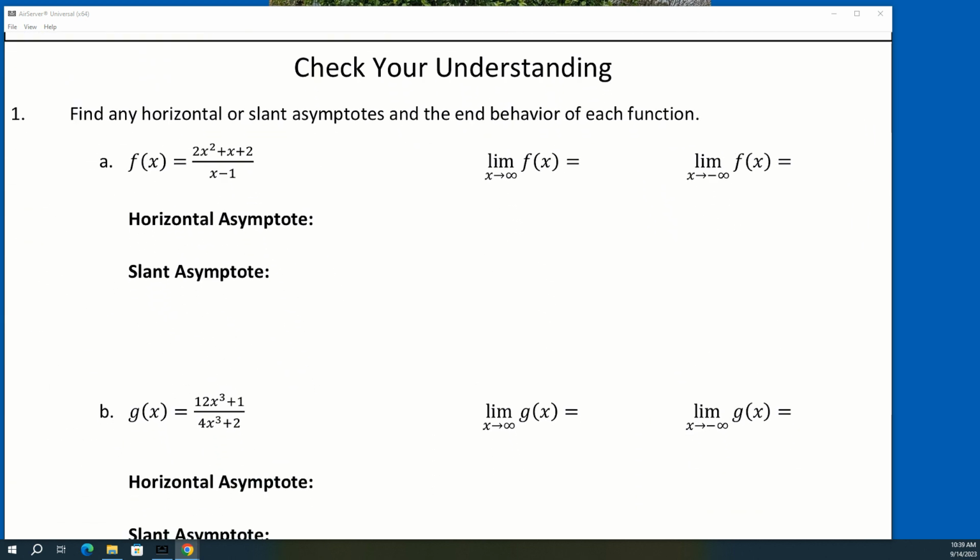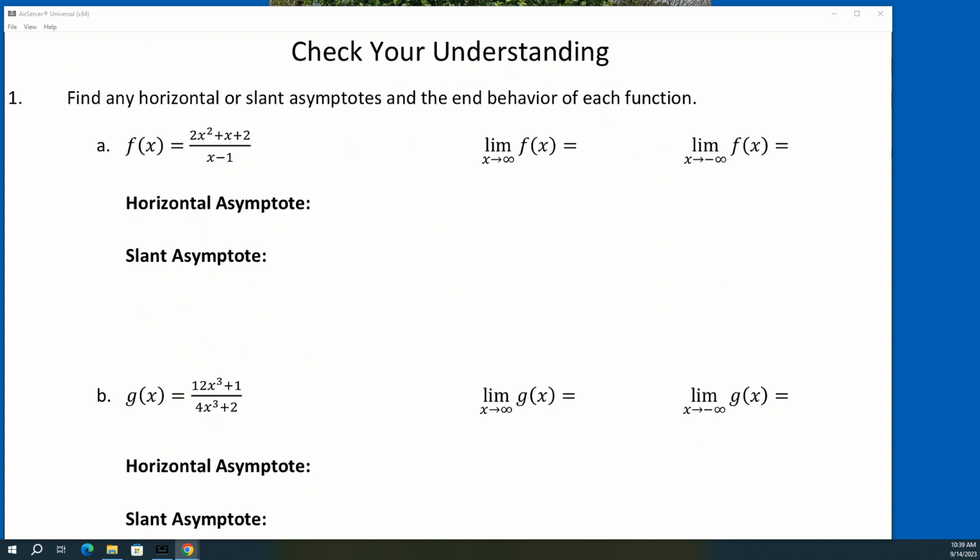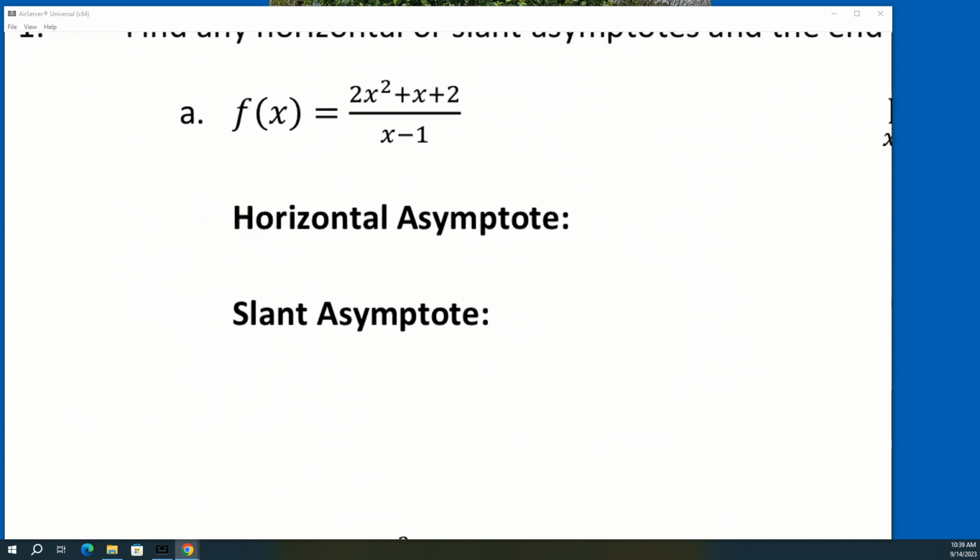All right, so let's do some. Some of this is just like yesterday, and then we're going to add in a slant asymptote here and there. In this example, we're going to find the horizontal asymptote or the slant asymptote. They can't have both, one or the other, and then give the end behavior. Looking at A, does A have a horizontal asymptote? No. If the numerator degree is larger than the denominator, there's no horizontal asymptote. If that is none, then we need to check to see if there's a slant asymptote.